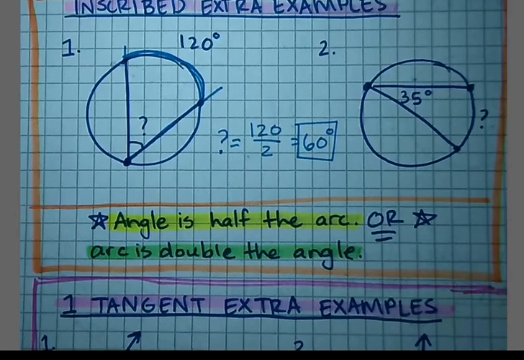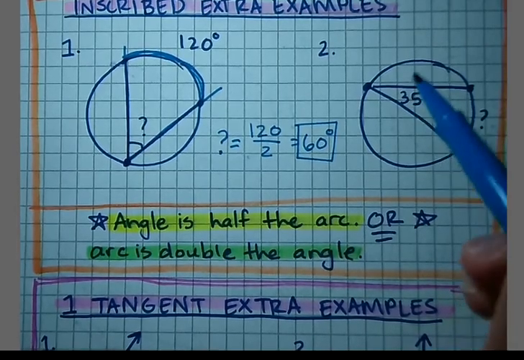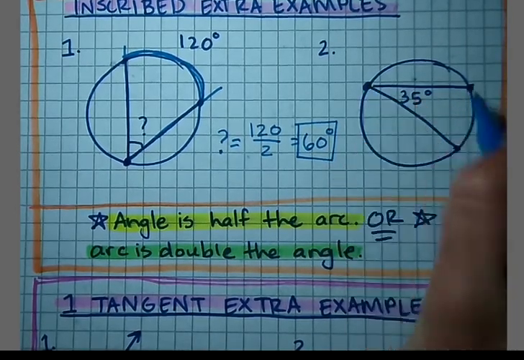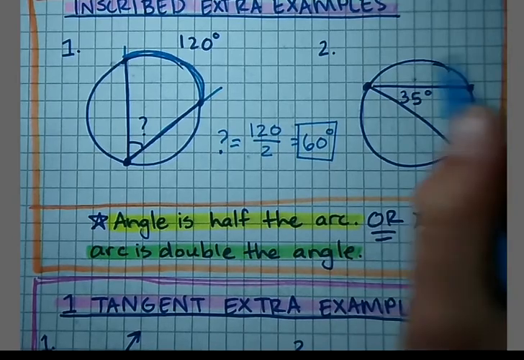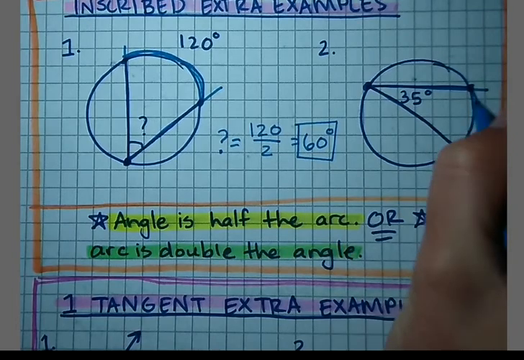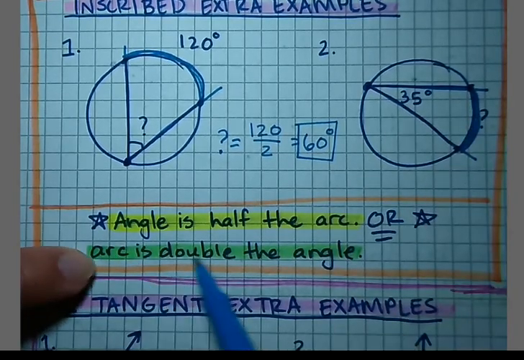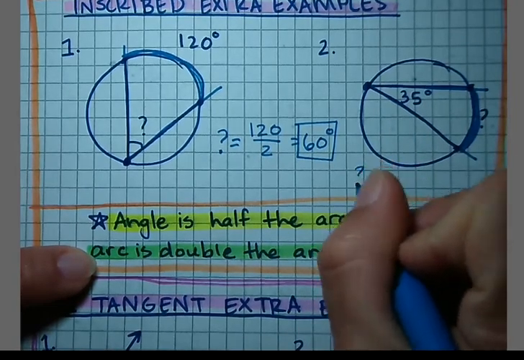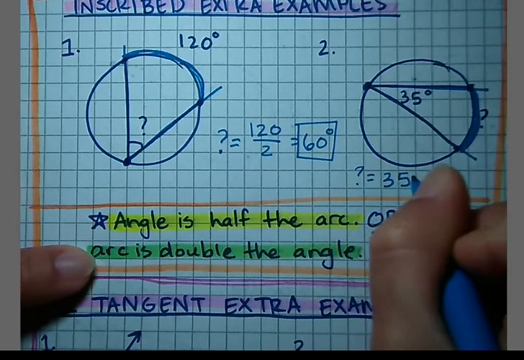All right, the second example that we're going to do is just going in reverse. So this is another inscribed angle. It's touching the outside of the circle 3 times. And the angle is opening up to this arc. And the arc is double the angle. So if we do 35 times 2, we'll get that this angle is 70 degrees.